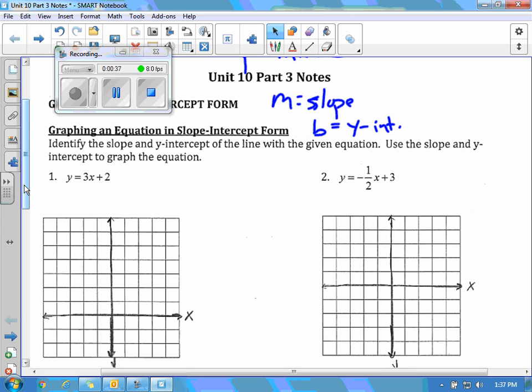So our first example, y equals 3x plus 2, is already in slope-intercept form. So I can go ahead and identify my slope is 3, the number in front of x. My y-intercept is 2, the constant, the number without the variable. When we are going to graph using slope-intercept form, there are 3 steps we have to follow. The first step is to put a point on the y-intercept.